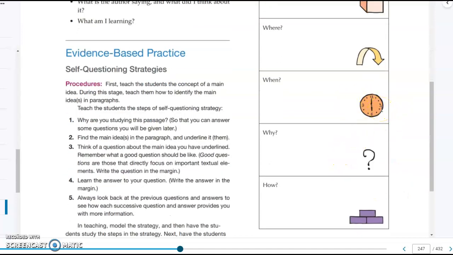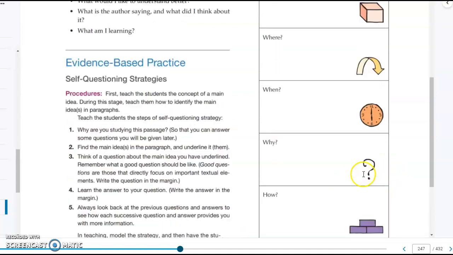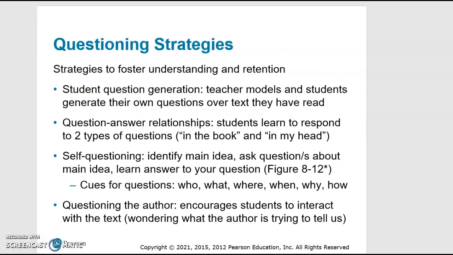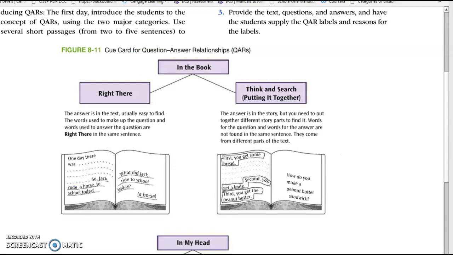When? Oh, what time of day? Is it in the morning? Is it in the night? Is it 27 years ago? Whatever. Why? Well, what's going on? Why are we reading? And how? Or what's the problem? So that is, again, figure 8-12, excuse me. So then, here is 8-11.